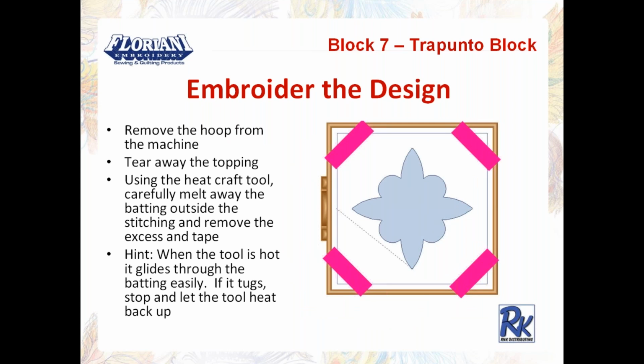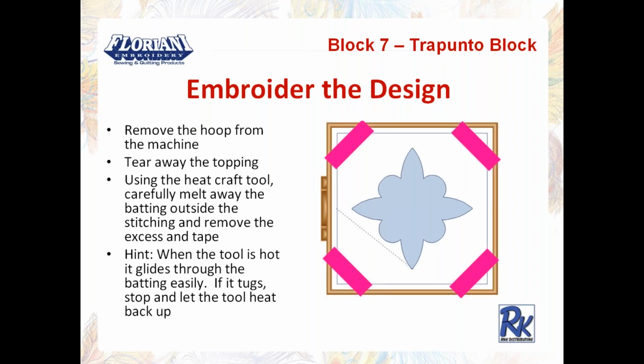You want to remove the hoop from the machine, tear away the topping, and using the heat craft tool, you want to carefully melt away the batting from the outside of the stitching, and then go ahead and remove the excess batting and the tape. I'm going to show you a picture of this coming up on the next slide. Before we get there, though, as you're moving this tool through the batting, it should glide right through the batting and just almost magically make a line there where you can just remove the excess batting.